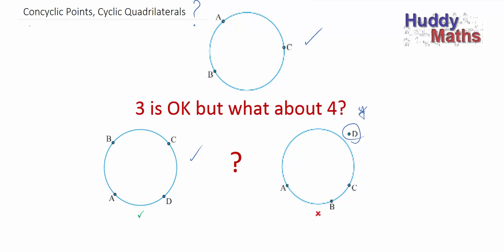So concyclic, back up here in the title, means the points all lie on the circumference of a circle. And a cyclic quadrilateral, you might have guessed, is a quadrilateral where you can join all the points on the circumference of a circle, and the quadrilateral is formed by those points. So a cyclic quadrilateral is a quadrilateral in which the four vertices all lie on the circumference of a circle. So these are interesting quadrilaterals here. So let's just go back and answer the question.